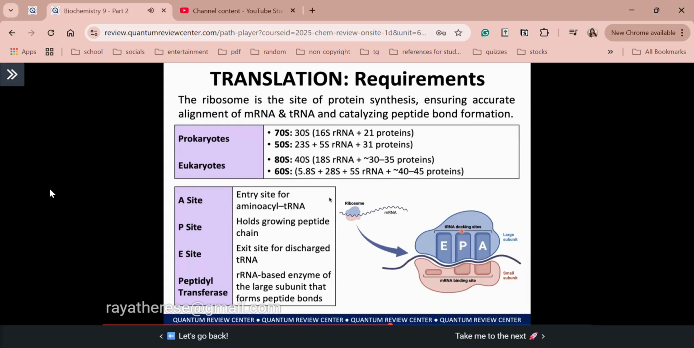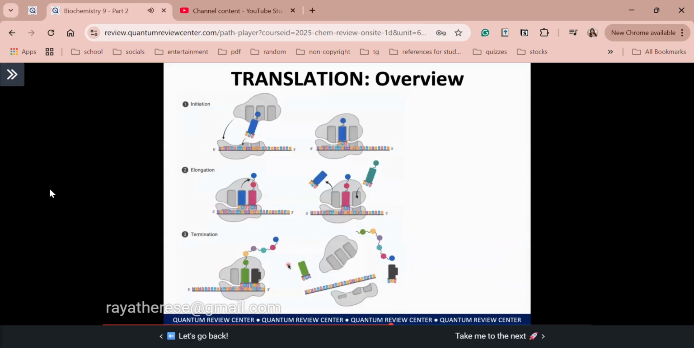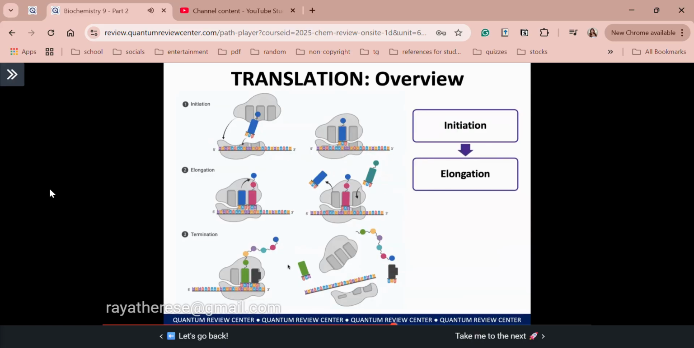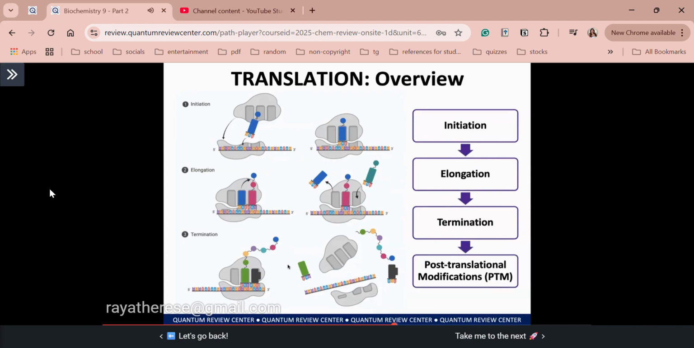Okay, so class, here is the overview again of your translation. As you can see here, we have your initiation, the formation of the initiation complex assembly. Later on, we will discuss the specifics of your initiation process. Actually, this is the much more complex process relative to your elongation and termination. So again, second one is elongation, third is termination, and similar with your transcription, we have here your post-translational modifications or PTM.